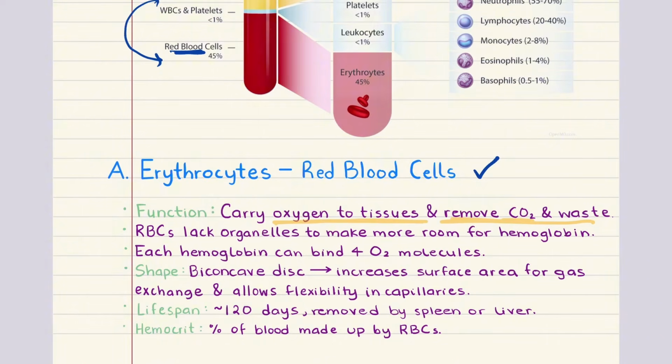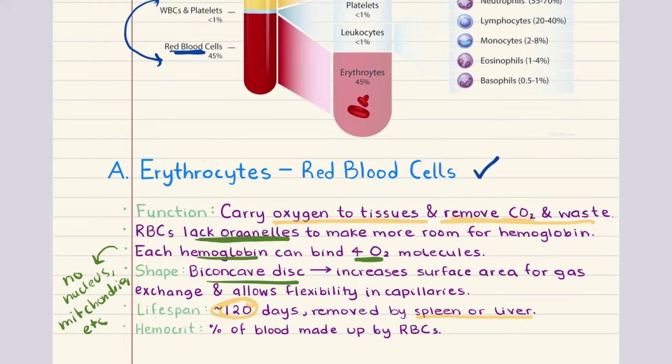And to do this efficiently, red blood cells are packed with hemoglobin, which is a protein that binds oxygen. Each hemoglobin molecule can carry up to 4 oxygen molecules at a time. To maximize space for hemoglobin, mature red blood cells lack a nucleus and other organelles. They also have a very specific shape. That shape is called a biconcave disc. This shape increases surface area for gas exchange, and it gives the cells flexibility so that they can squeeze through tiny capillaries. Red blood cells are going to have a lifespan of about 120 days.